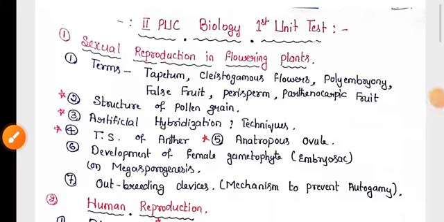For second PUC biology coming first unit test, we are going to discuss some of the important questions from each chapter. Total there are 4 chapters for this first unit test. First chapter is sexual reproduction in flowering plants.